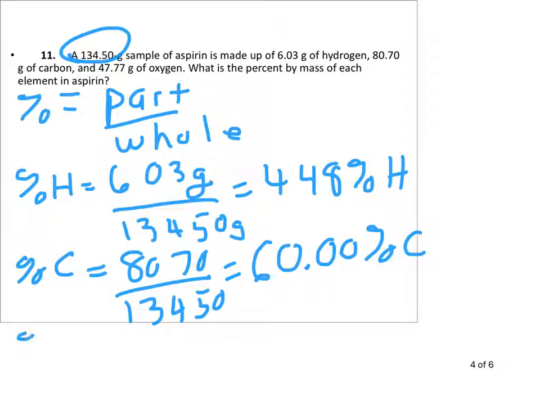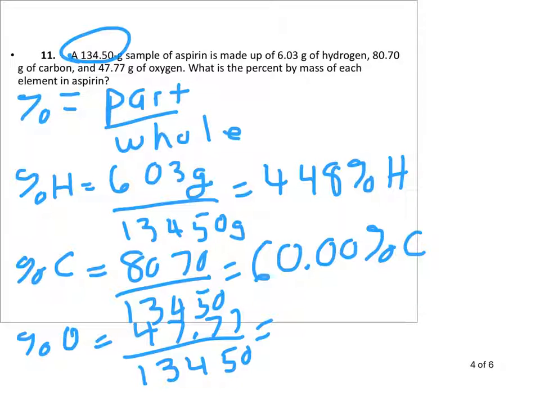And then for percent oxygen, we've got 47.77 divided by the whole of 134.50 again. 47.77 divided by 134.50 equals, and with 4 sig figs we get 35.52%.